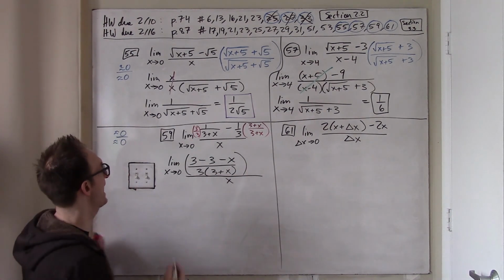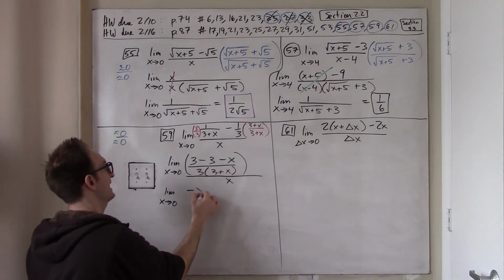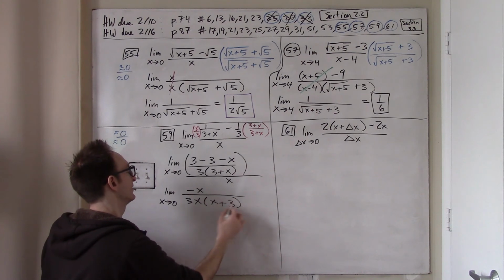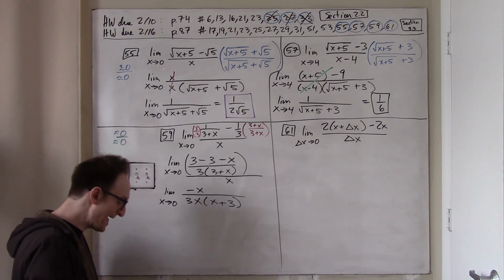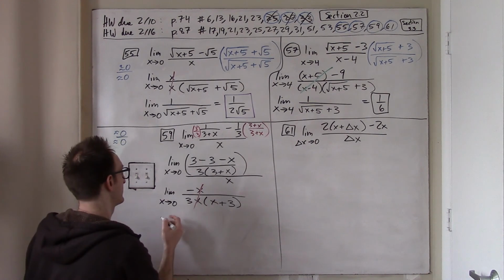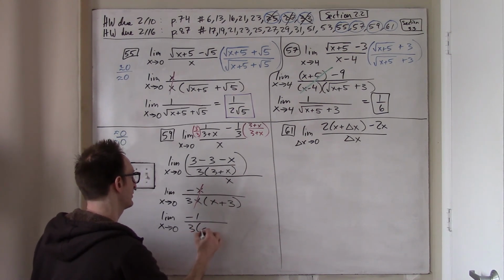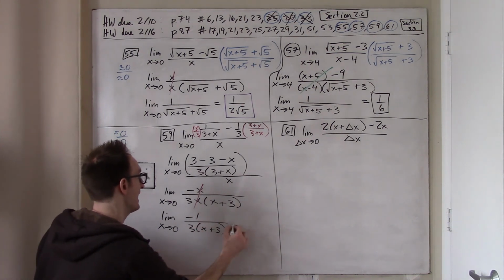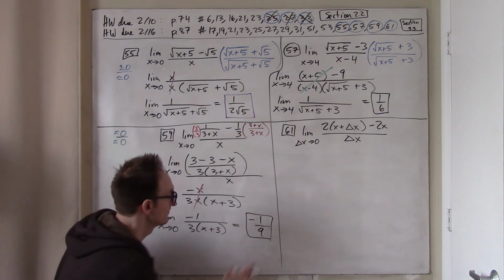Okay, well, now doing some more fraction simplification, what does that mean? It means I have negative x up top, and on the bottom I have 3x times x plus 3. Hopefully you can follow all this. This is just basic algebra, rational function manipulation. Well, now the x's cancel, and I am left with something which is not indeterminate. It's just negative 1 over 3 times x plus 3, and now when you plug in 0, you get negative 1 over 3 times 3, and so the answer is negative 1/9. So that was pretty straightforward.